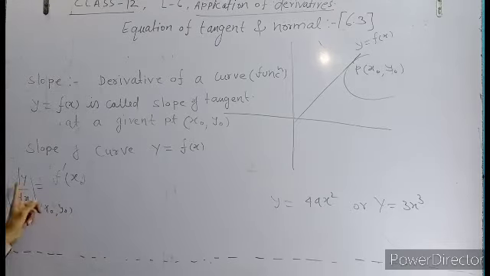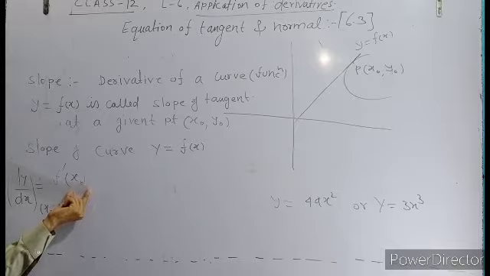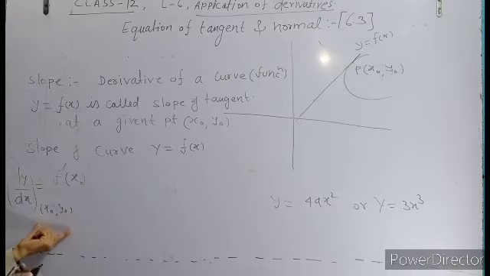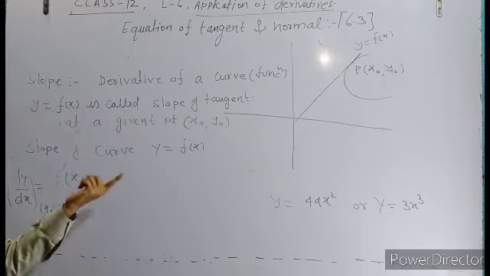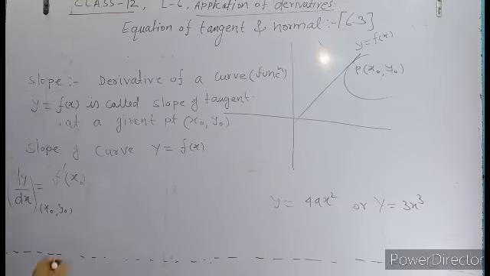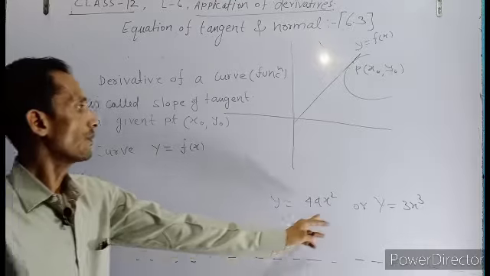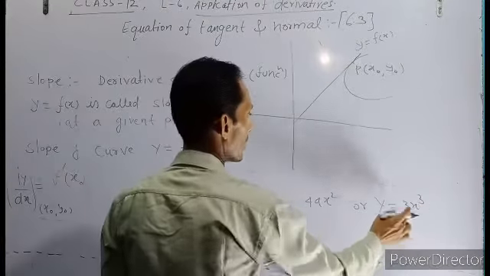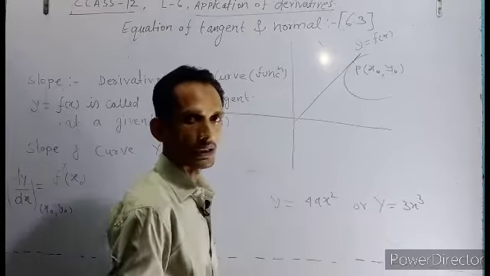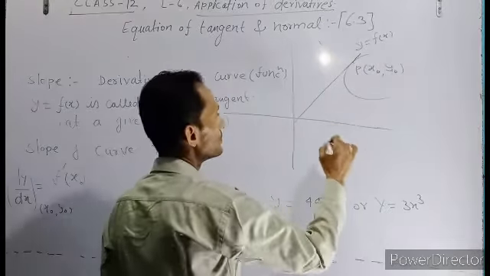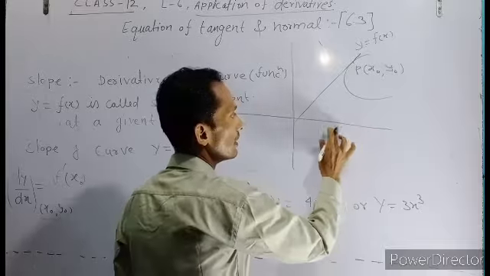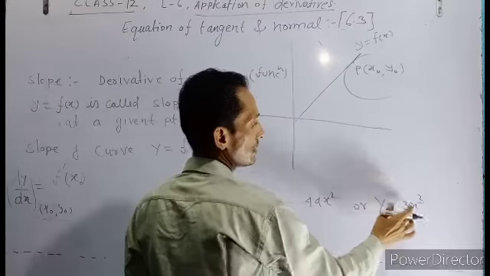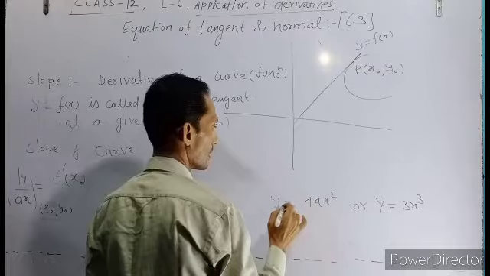So first you find the derivative, then put the value of the given point in place of x. That is called the slope. The slope of the curve we can find with the help of the first derivative at a given point. Suppose you are given y equal to 3x cube, and you have to find the slope at x equal to 2. So what is the slope of this curve?